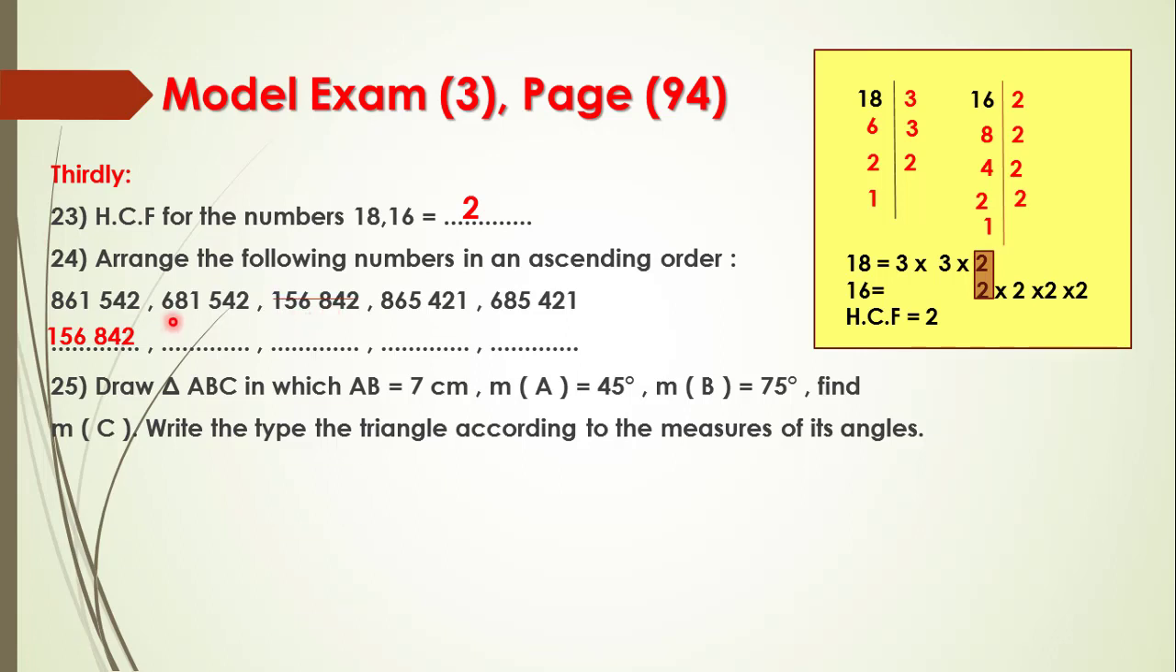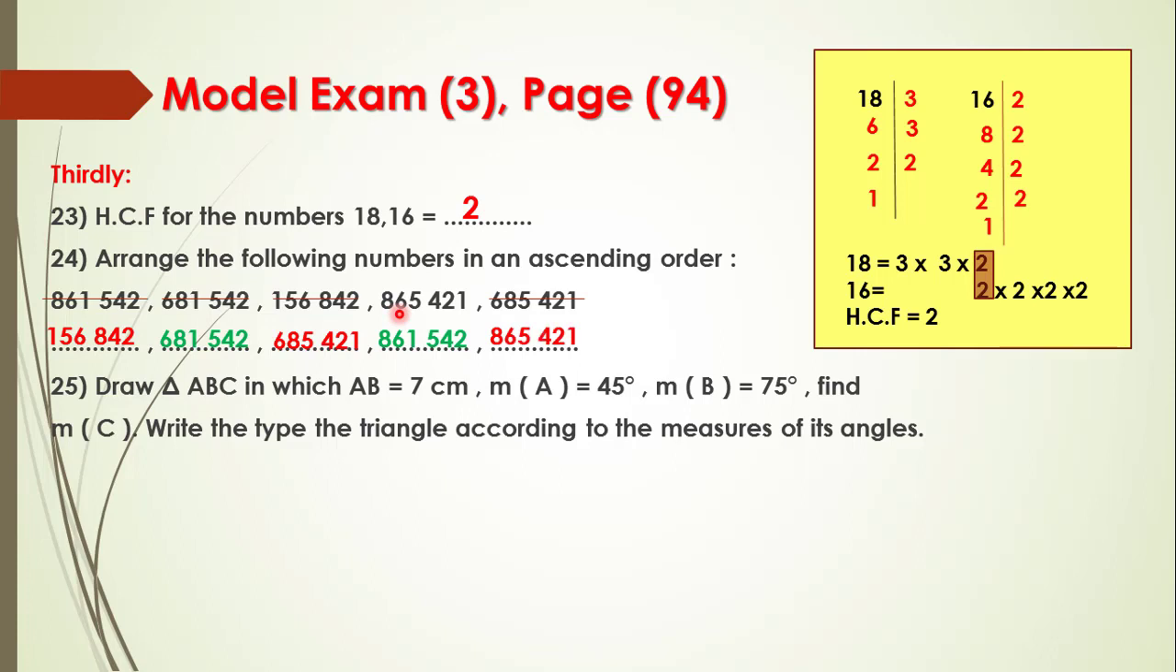Now we have 6 and 8. So we will start with 6. We have 681 and 685. So I write 681,542, then 685,421. Now we have 8 and 8: 861 and 865. Start with the smallest. The smaller one here is 861,542, and the last one will be 865,421.